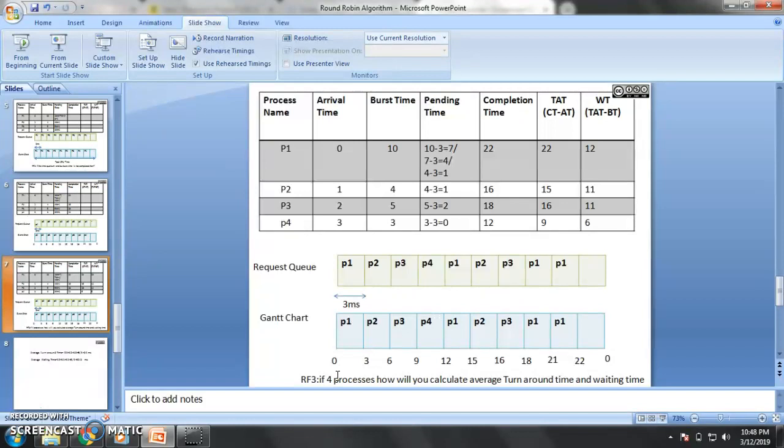Now my next question is, take a moment. If we have the 4 individual turnaround times and 4 individual waiting times for the processes, how will you calculate the average turnaround time and average waiting time? Calculate your answer and write it down in your notebook.